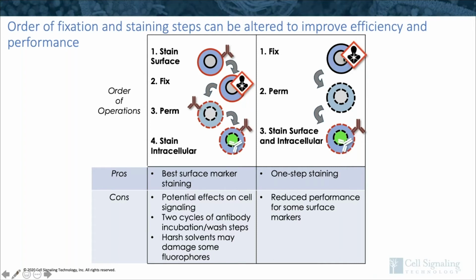Now, on the other hand, you could also consider fixing and permeabilizing your samples and then staining with both your extracellular and intracellular antibodies at the same time. This is going to save you some time because you'll only have to go through 1 staining step, but you have to make sure that your extracellular antibodies will work on samples that have been fixed and permeabilized. Some of them will only work on live cells.